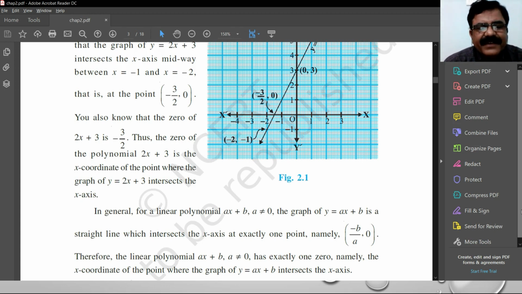In general, for a linear polynomial ax + b, a not equal to 0, the graph of y = ax + b is a straight line which intersects the x-axis at exactly one point, which is (-b/a, 0). Therefore, the linear polynomial ax + b, a not equal to 0, has exactly one zero, namely the x-coordinate of the point where the graph of y = ax + b intersects the x-axis.